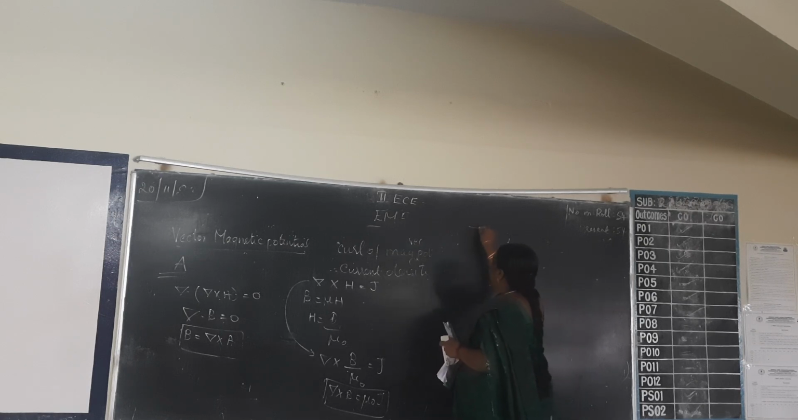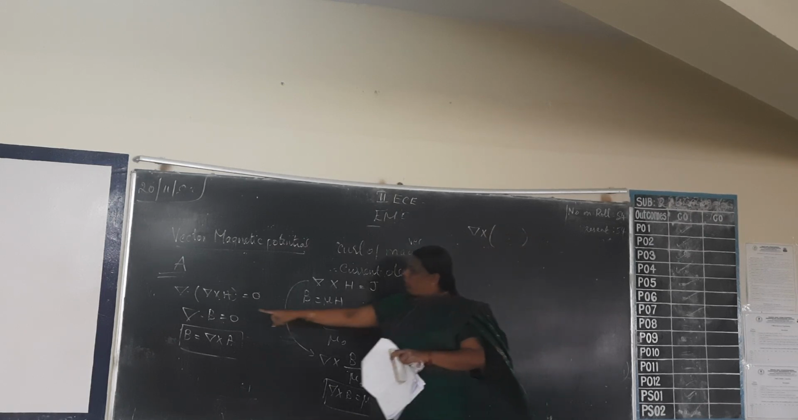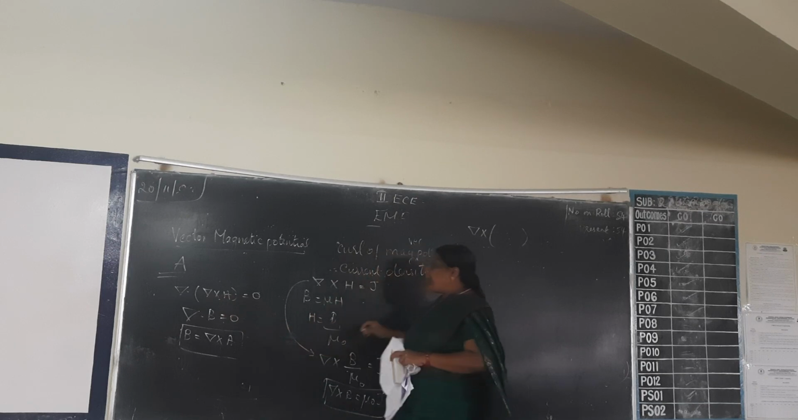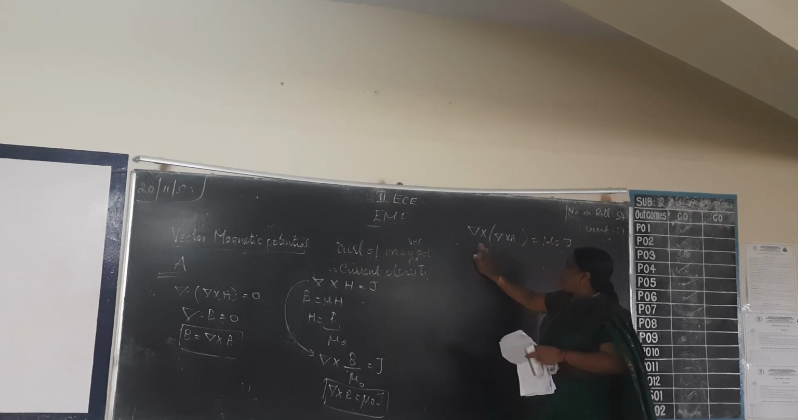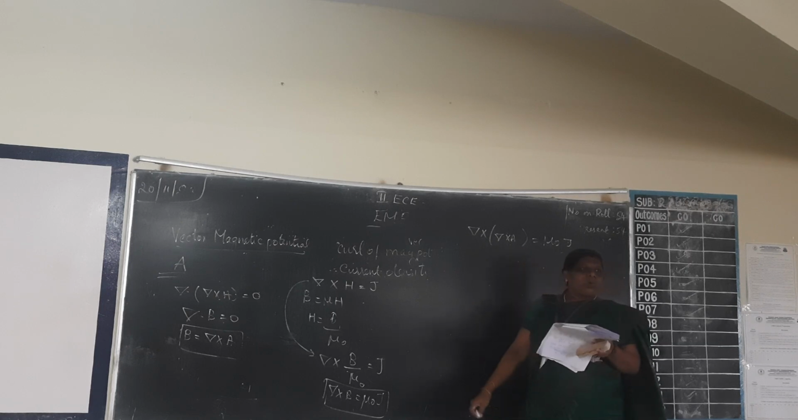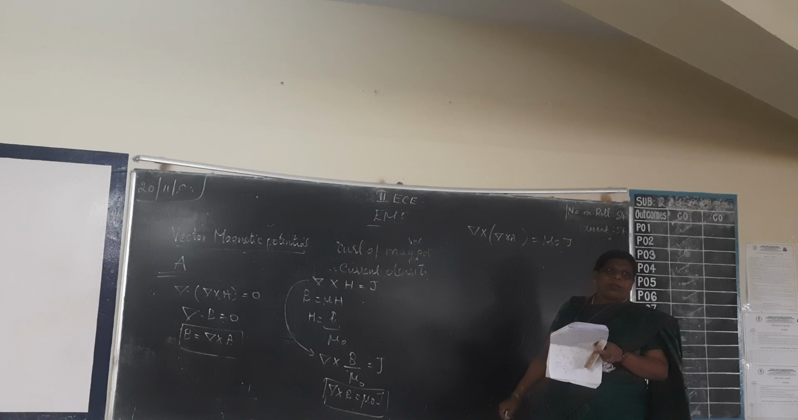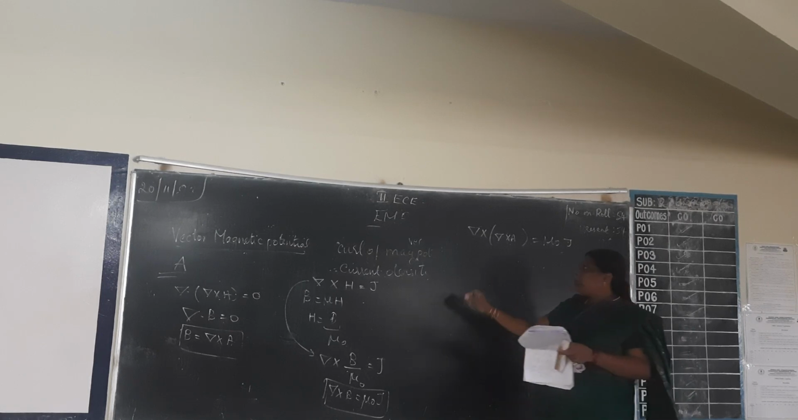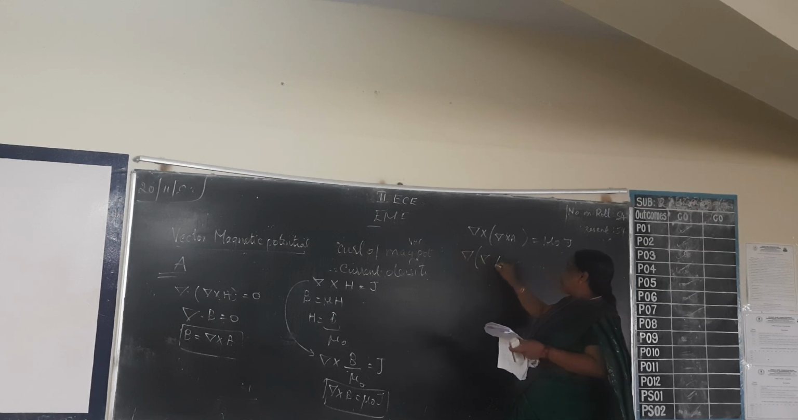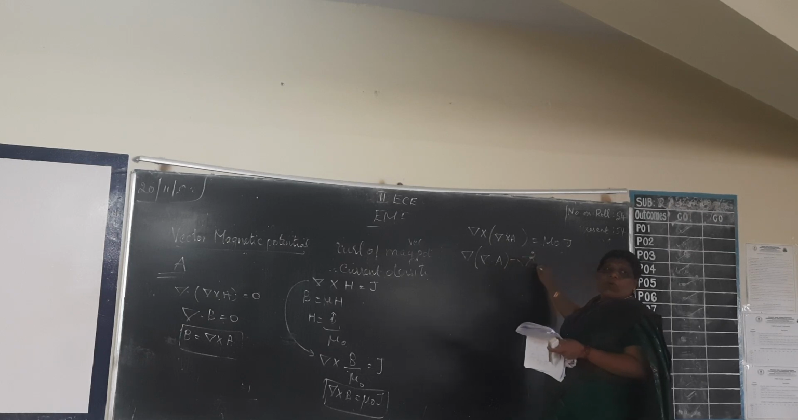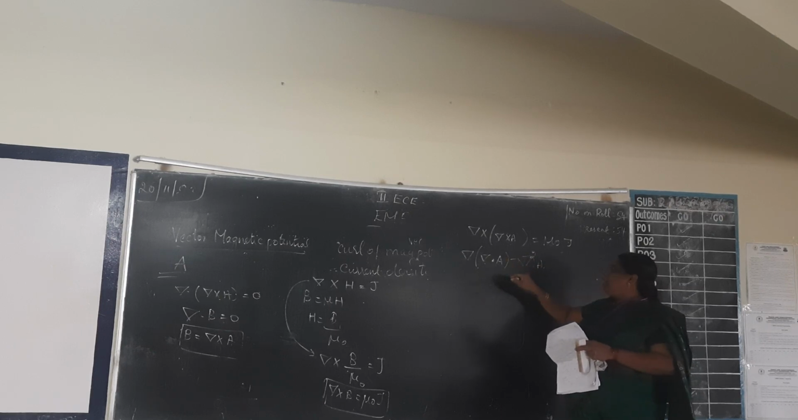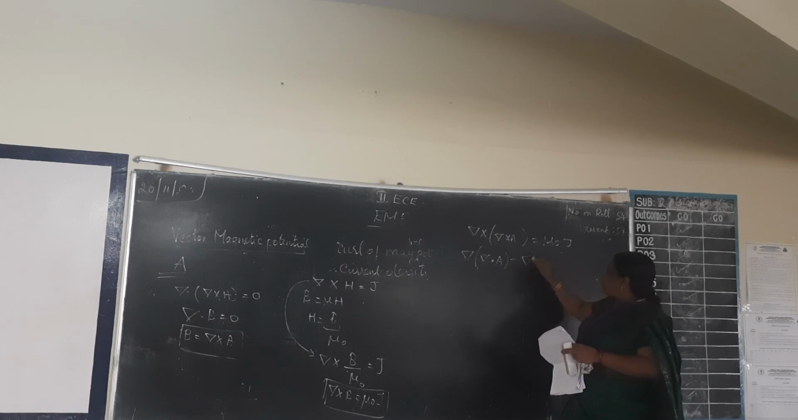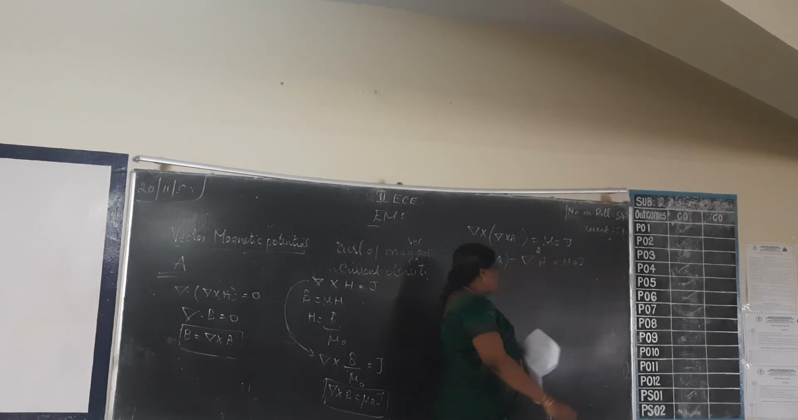So del cross B can be written as del cross, what is B here? Del cross A. So del cross del cross A is equal to mu naught into J. Anybody knows the expansion of this? Any other formula you know? Del of del dot A minus del squared A, that is equal to mu naught into J. So from that I can find out J.